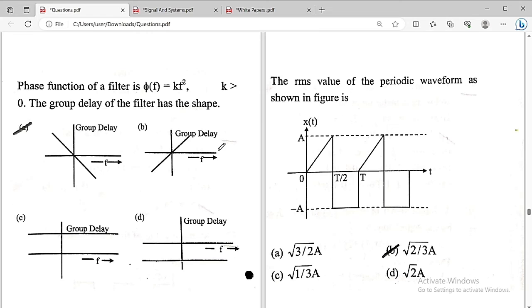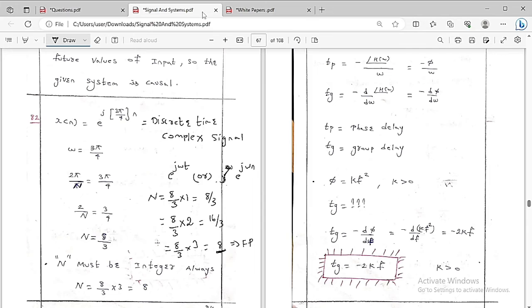If you see clearly what they have mentioned, there is some filter, and its phase function is a function of frequency, which is k into f square, and k is greater than 0. Then what is the group delay of the filter? The expression or the shape we need to figure out. If you know the expression, you can draw the graph, right? So what is that shape we need to figure out? Among the 4 figures, which option is the correct solution of this question? So let's solve this numerical.